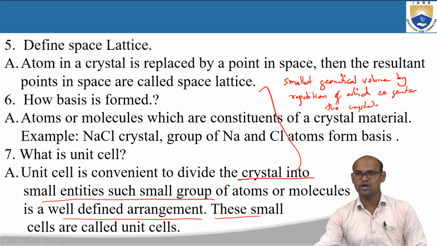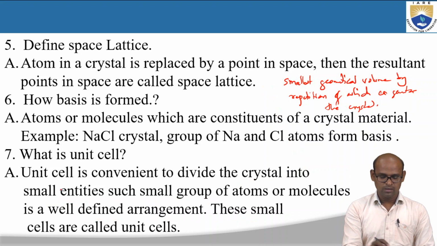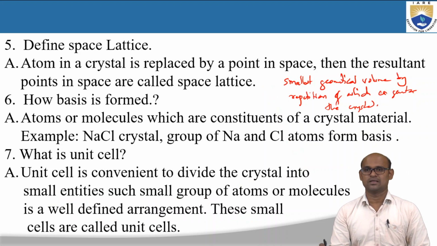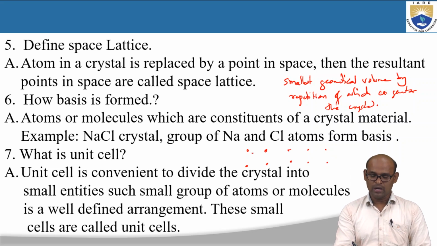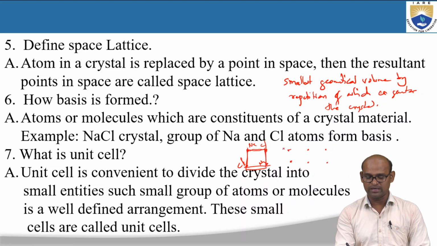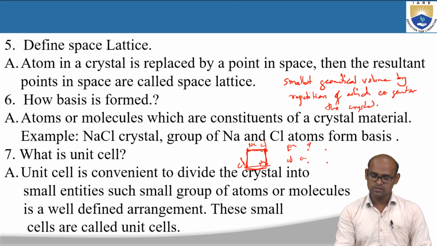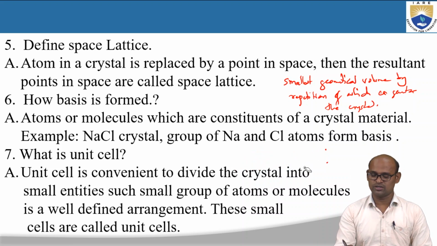So, the smallest geometrical volume by repetition of which you can generate a crystal. For example, you have NaCl or any crystal. In an NaCl crystal, for example, Na atom, Cl atom, Na atom, Cl atom. This is in 2 dimensions. Now I am going to take this smallest geometrical unit. So this is Na and Cl, for example. This is my basis. This is my unit cell, and I am going to repeat this. Again I have NaCl, again NaCl. By repetition of the smallest geometrical volume, the same structure is repeated. Such a small structure is called a unit cell.